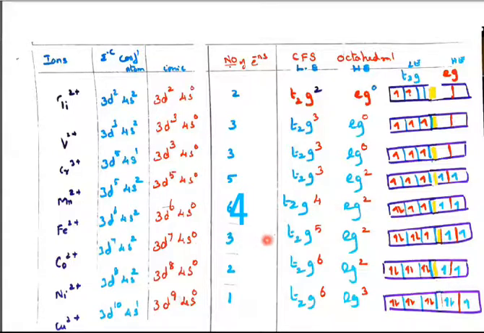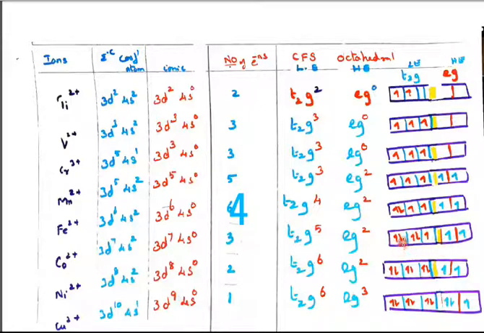Then it has 7 electrons. It is not 3, 2, 1; it is 7 electrons, 8 electrons, and 9 electrons. So after manganese, the number of electrons increases: 6 electrons, 7 electrons, 8 electrons and 9 electrons. All these electrons are filling in the t2g 5 and eg 2. So 1, 1 filled in everything.